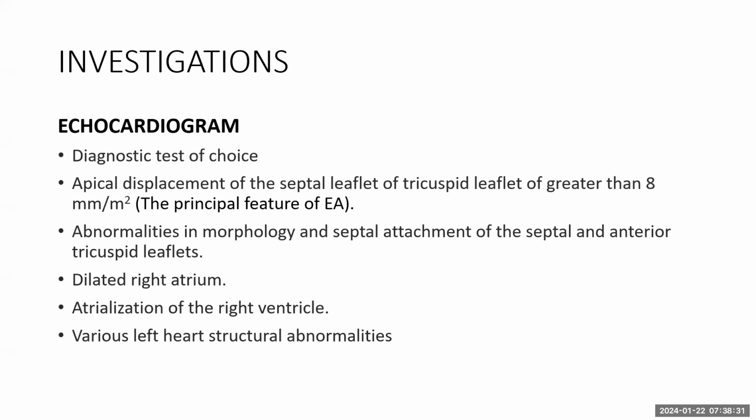Investigations for diagnosis include echocardiogram, which is the diagnostic test of choice. It is the imaging study of choice to evaluate Ebstein anomaly. You could evaluate the tricuspid valve leaflets and also the size and function of the different cardiac chambers. So these are the features that we can see on echo. There is an apical displacement of the septal leaflets of greater than 8 mm per meter squared, and this is the principal feature of EA.